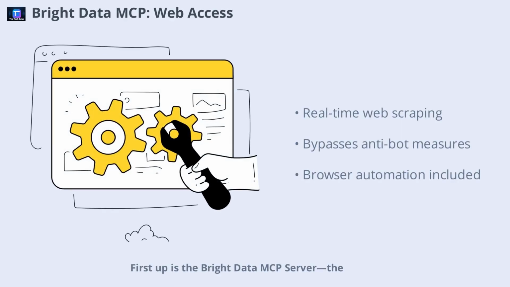First up is the Bright Data MCP server, the ultimate tool for giving your AI real-time web access. This server wraps Bright Data's offerings, exposing search, crawling, site navigation, and browser automation through a single interface. It handles the tough stuff like bot detection, CAPTCHAs, geo-restrictions, and JavaScript-heavy sites. With Bright Data MCP, your AI can reliably extract data from the web, automate browser tasks, and even bypass regional restrictions. Developers love it for building data pipelines, market research automation, and competitive intelligence tools. Plus, there's a generous free tier for getting started.